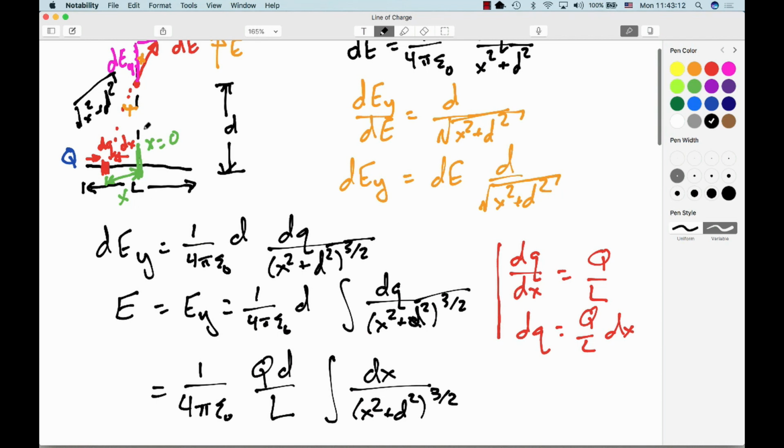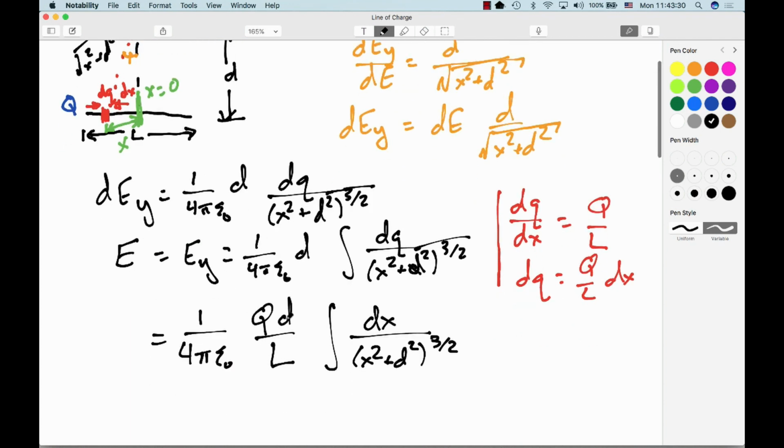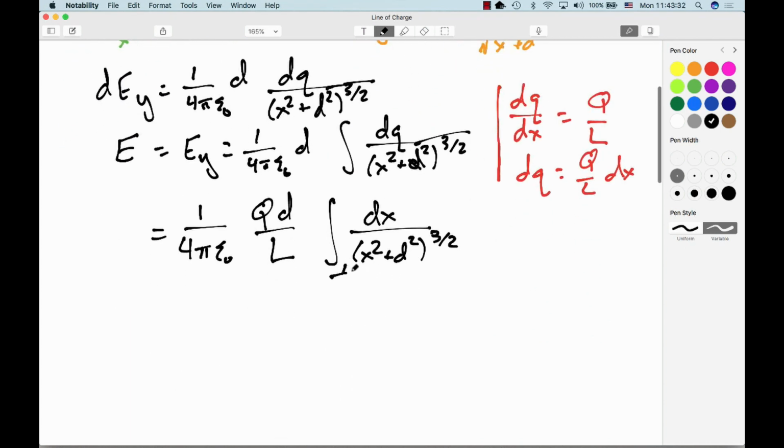Since we chose x equals 0 to be at the perpendicular bisector to our segment of charge, the left-hand side will have a coordinate of minus L over 2, and the right-hand side will have a coordinate of plus L over 2. So that's going to be our limits of integration.